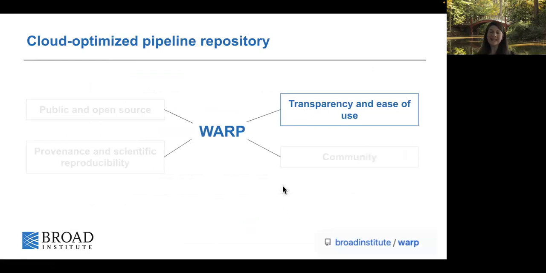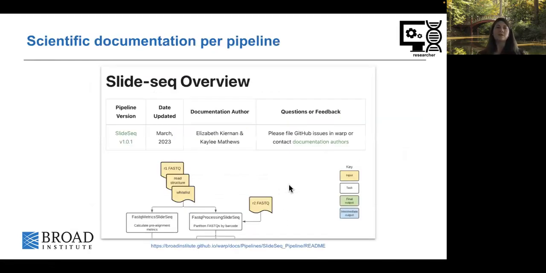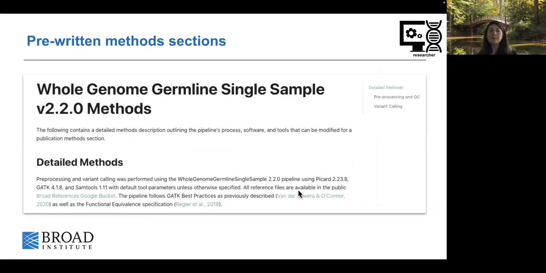Okay, transparency and ease of use. As I mentioned earlier, we do have documentation for most of our pipelines. I'm showing one example of this overview here. We have a dedicated documentation site. We're very fortunate to be a team of software engineers, computational biologists, and scientific writers. Kaylee works on the writing side of this, and we're very grateful to have her skills to help us keep the documentation updated. In addition to these overviews, we try to provide pre-written methods sections for the different pipelines.